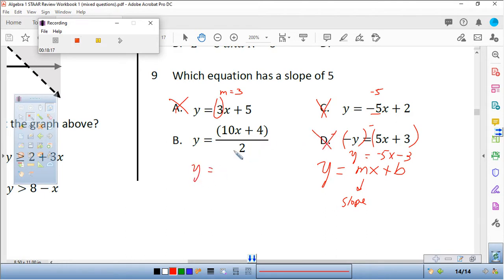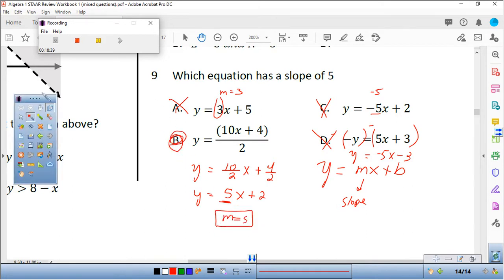We have y. This is really 10 halves x plus 4 halves. Okay, so give me everything half. Half of that is 5x. Half of that, 2. Which one is it? M is equal to 5. There she is.